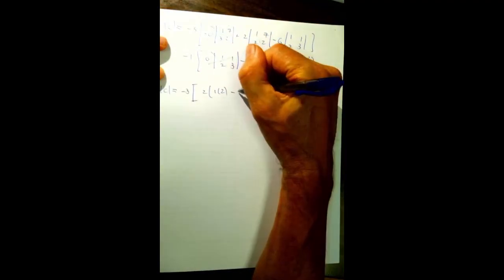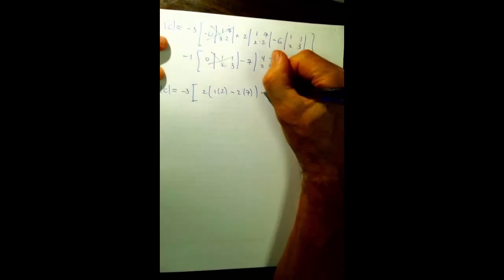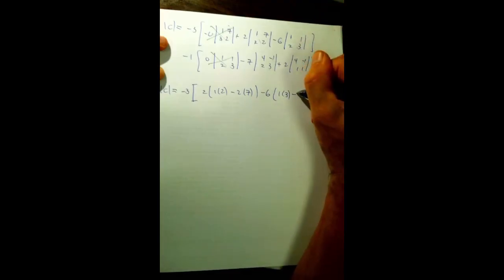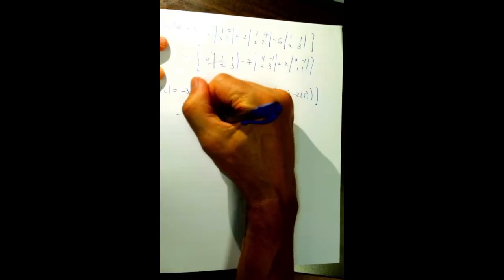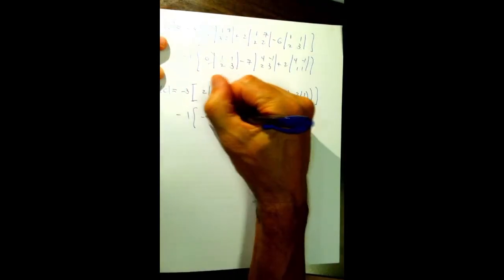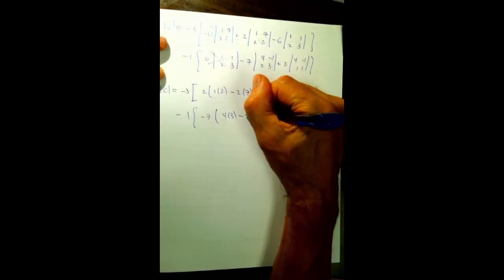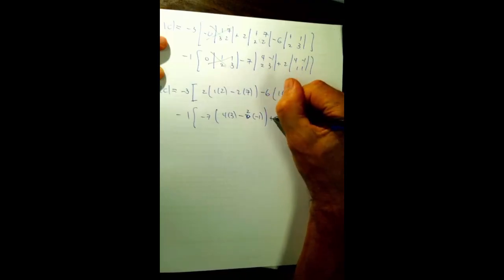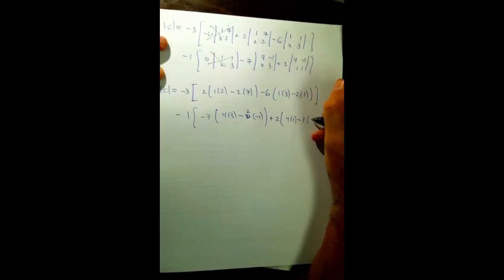So this is going to be 2 times 1 times 2 minus 2 times 7. So it's 1 times 2 minus 2 times 7. Minus 6 times 1 times 3 minus 2 times 1. Minus 1 times the quantity, so I'm going to ignore that. Minus 7 times 4 times 3 minus 2 times minus 1, plus 2 times 4 times 1 minus 1 times minus 1.